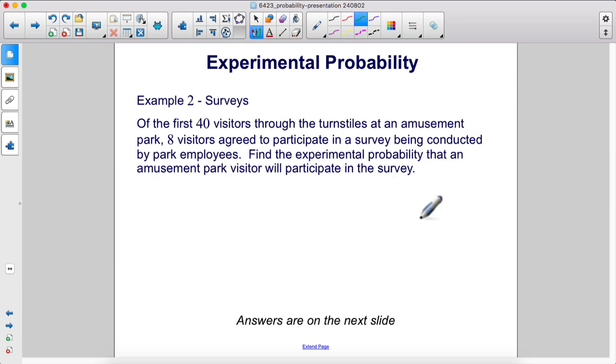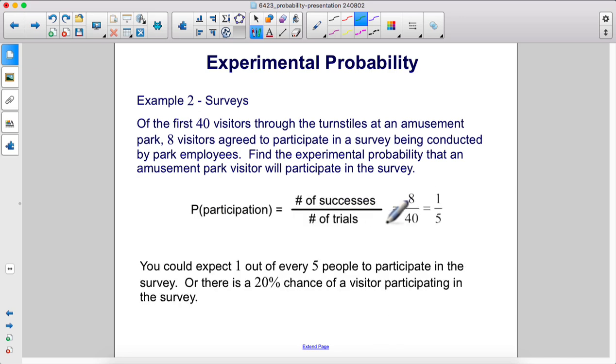Example 2. Surveys. Of the first 40 visitors through the turnstiles at an amusement park, 8 visitors agreed to participate in a survey being conducted by park employees. Find the experimental probability that an amusement park visitor will participate in the survey. Of the 40 trials, 8 were successes, so the probability of participation is 1/5, or 20% chance. There's a 20% chance of a visitor participating in the survey based on this experiment.